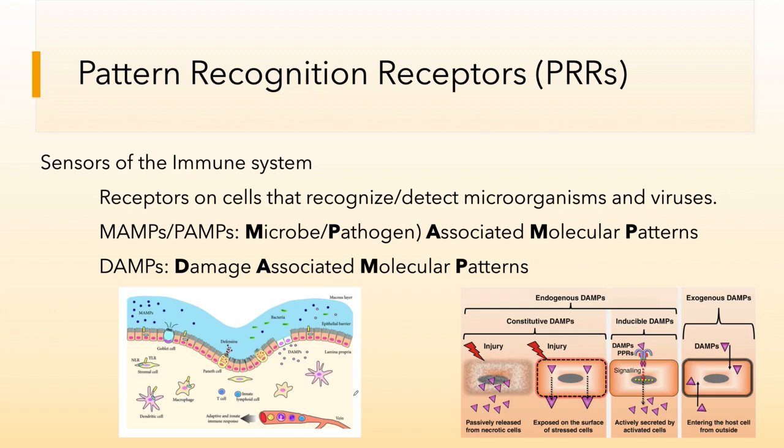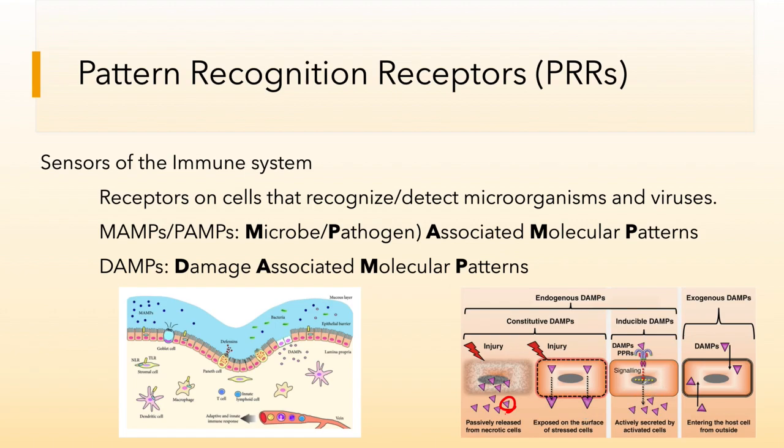DAMPs are damage-associated molecular patterns, and these are self-patterns that these receptors recognize when there has been cellular damage, usually caused by either injury or more often by infection. So here in the bottom right, we have what are called endogenous DAMPs. These DAMPs are things like necrotic cells that are releasing molecules. So these molecules here would be recognized by a cell. Injury, of course, cellular debris, and those sorts of things.